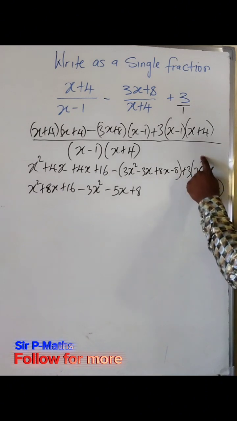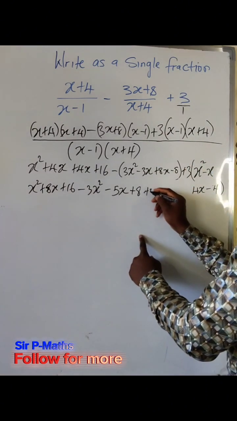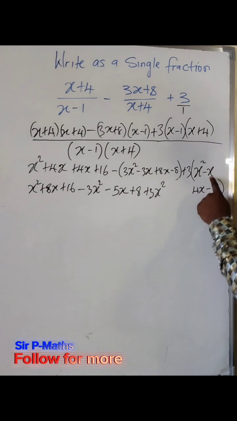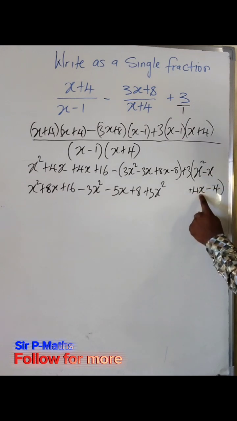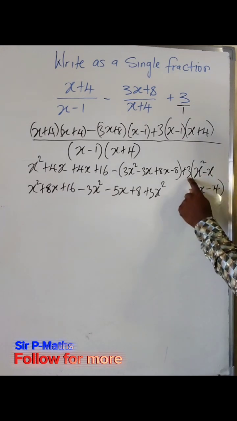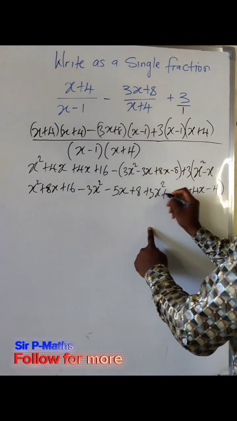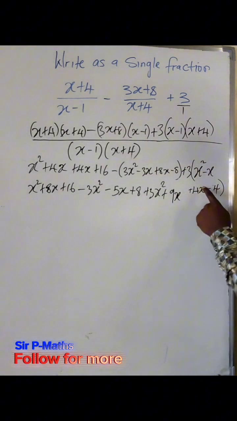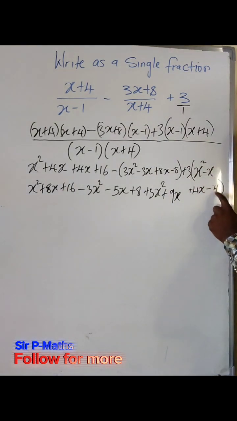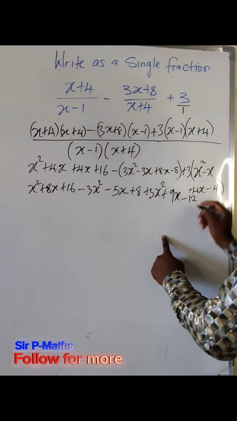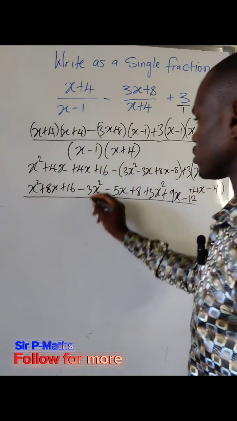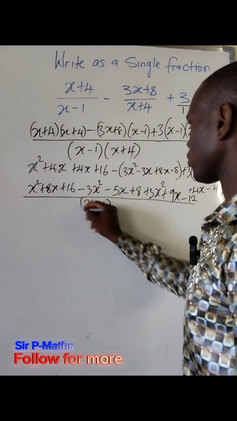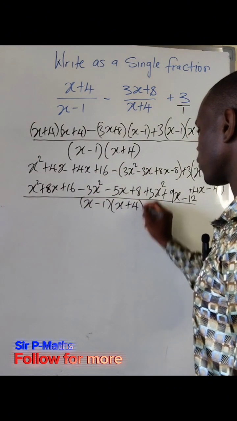Then over here, use 3 and open this bracket. 3 times x squared will give me plus 3x squared. Then look here, I have minus x plus 4x. So minus x plus 4x will give me 3x. Multiply it against this 3, we have 9x. Then 3 times negative 4 will give me negative 12. So I've succeeded to open all the brackets. Bring this down. X minus 1, x plus 4.